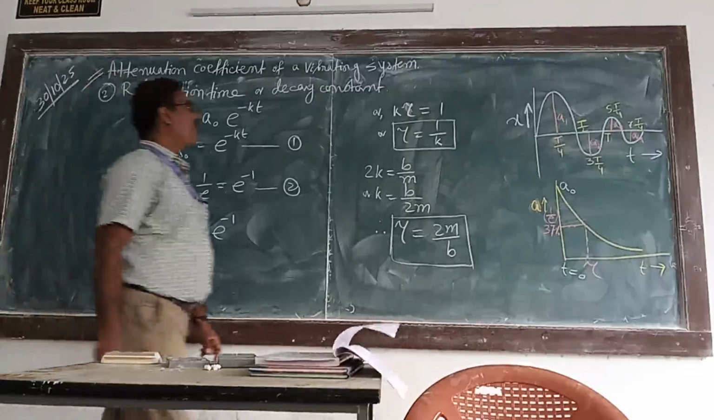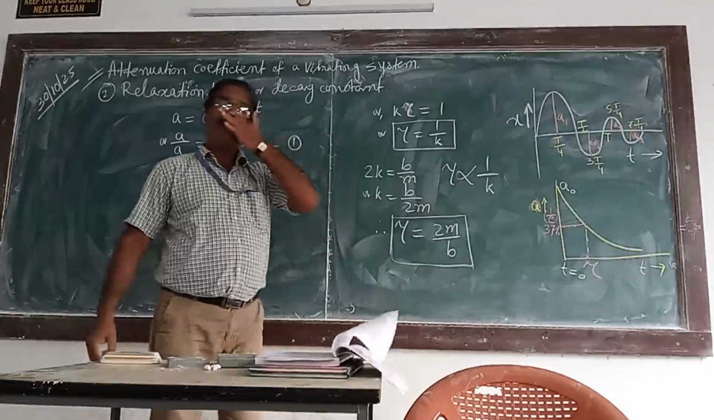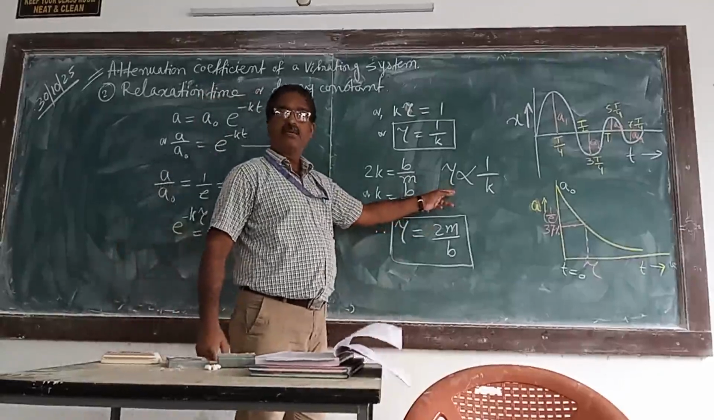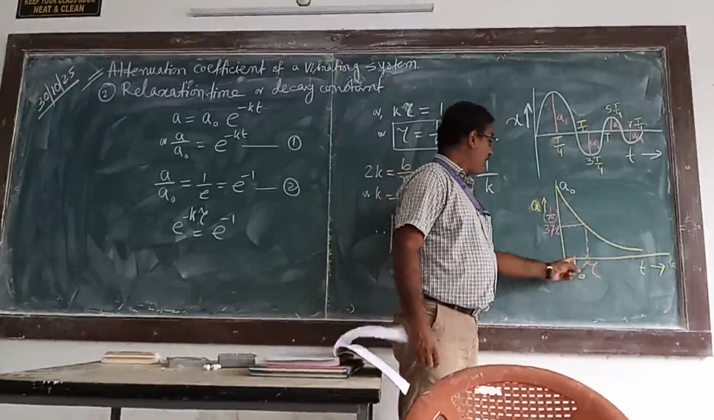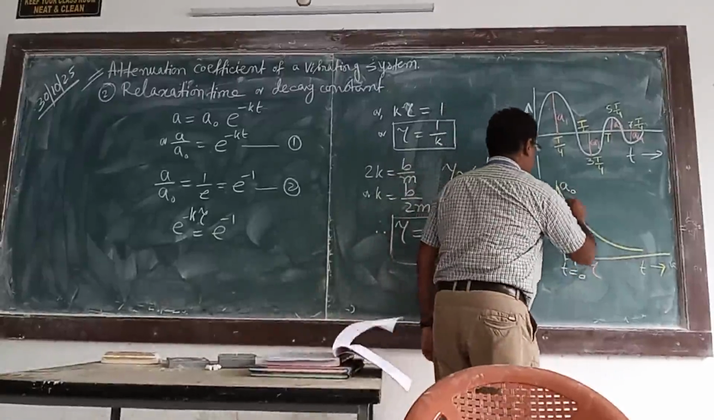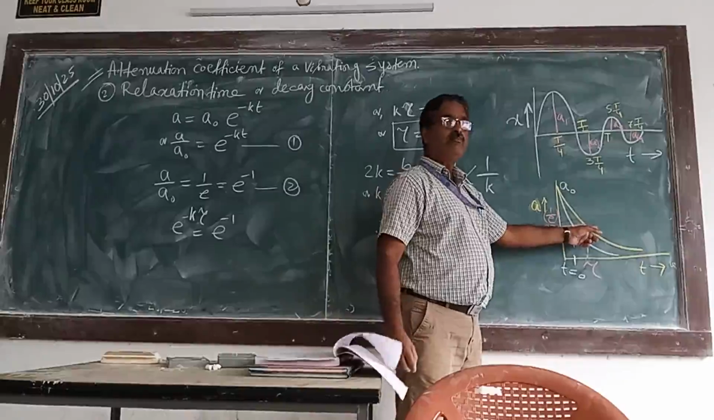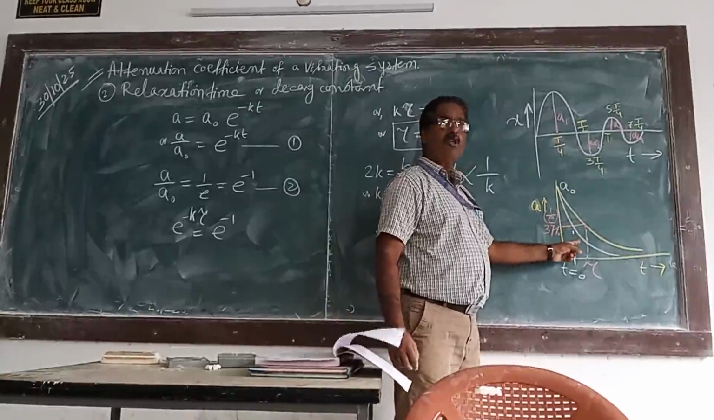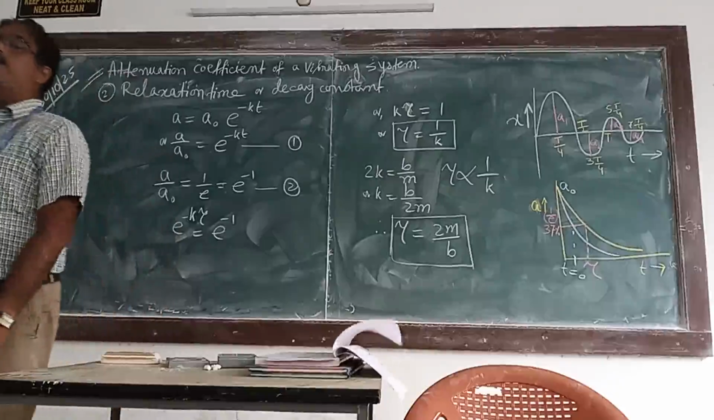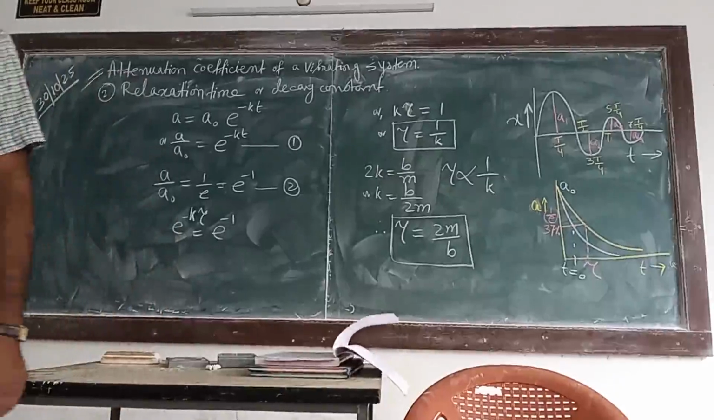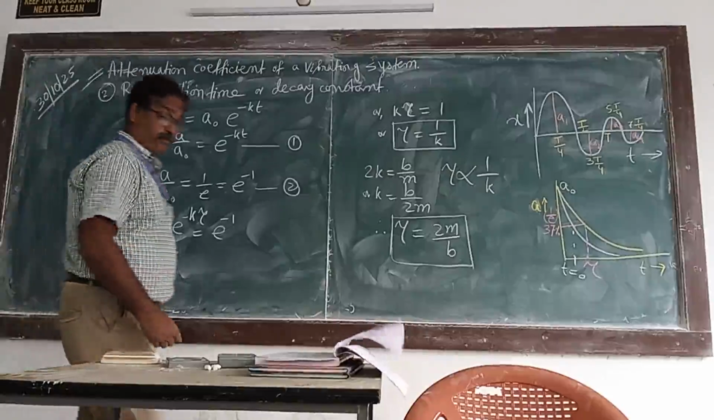Again, you can see that tau is inversely proportional to k. That means if k increases, tau decreases, so the time decreases and the curve becomes like this after time. It is more damped than this one, because the amplitude decreases more rapidly here. So as k increases, the oscillation decreases more rapidly. Okay, so this is the relaxation time.